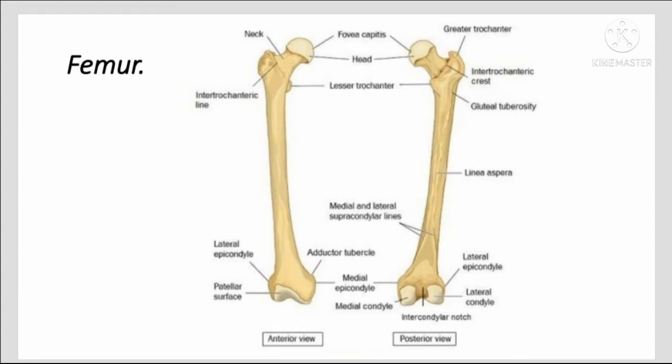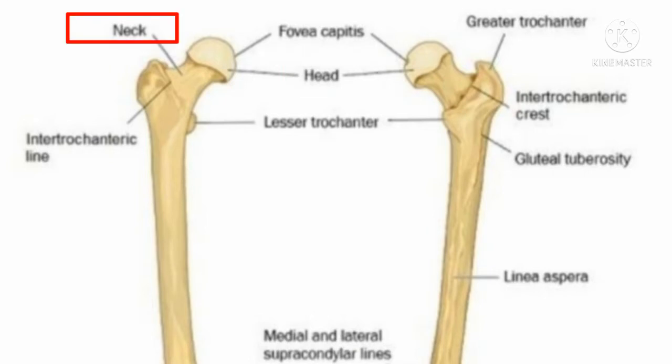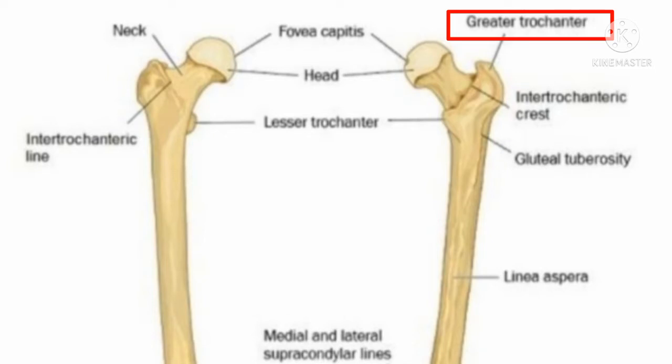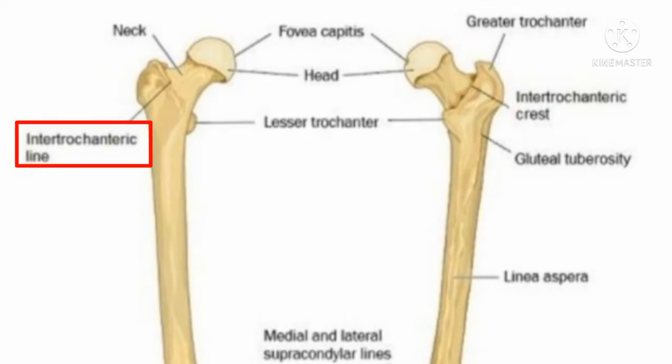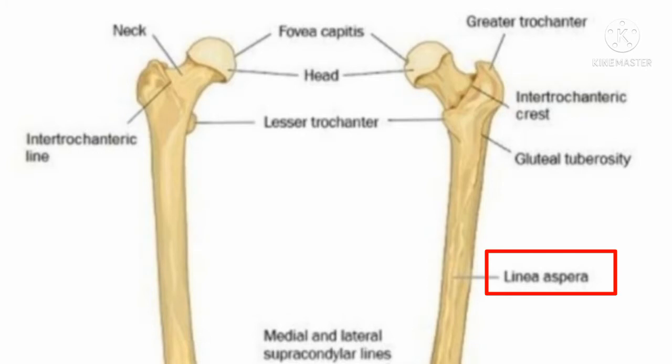This is the femur bone, anterior and posterior view. This is the head of the femur. This is the neck of the femur. This is the lesser trochanter and this is the greater trochanter. On the anterior side, you will have the intertrochanteric line, and on the posterior side, you will have the intertrochanteric crest. Linea aspera is present on the posterior side.